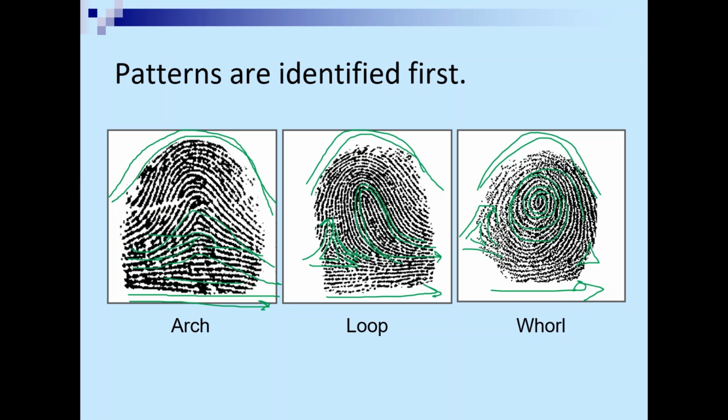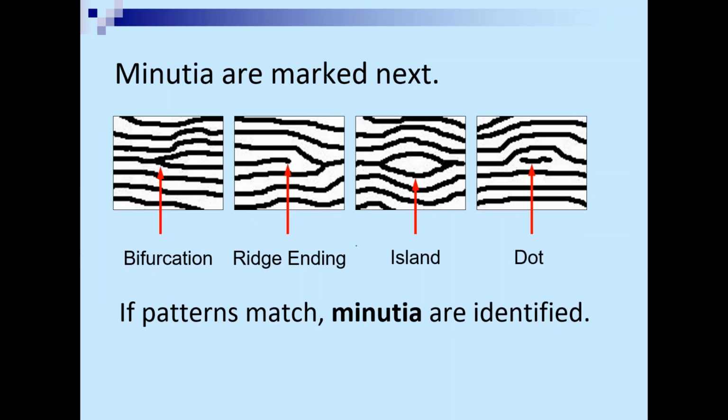Some loops, like this nice big loop, will just come in and loop around a little bit and have a tiny delta there, but it's still considered a loop.